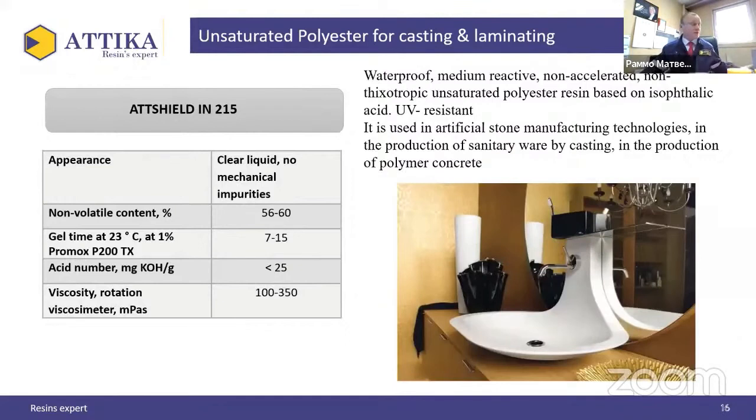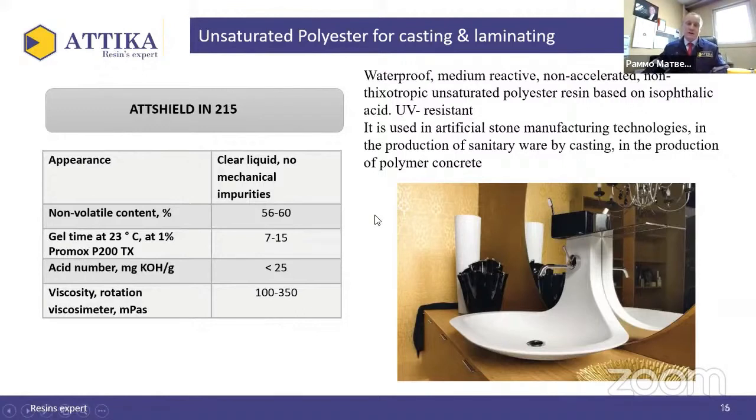Besides, in our production, we produce isophthalic resins. So you see, they are absolutely transparent resins because all the monomers are of very high quality and transparent. That's why we can achieve very perfect optical properties.